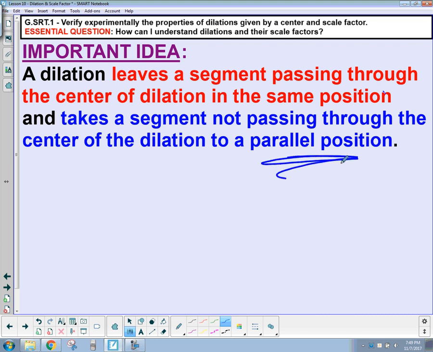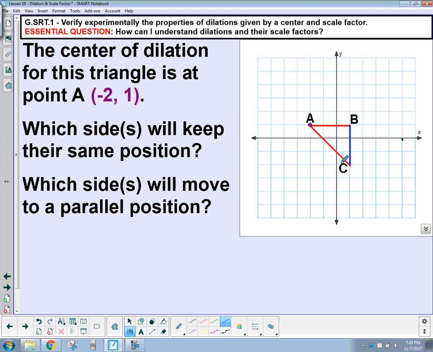So, the center of dilation for this triangle is at point A, right here, negative 2, 1. Which sides will keep their same position? Which sides will move to the parallel position? Well, we're just going to go with colors. That's right. Red, even though I'm using a blue pen, so why don't I just make that color coordinated?